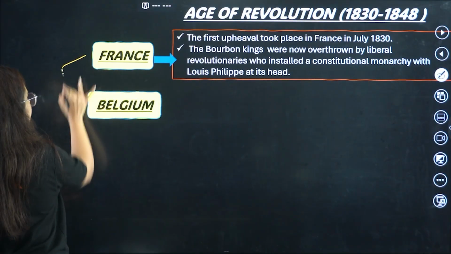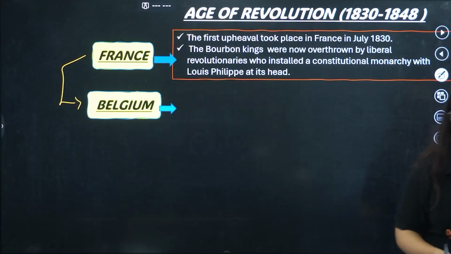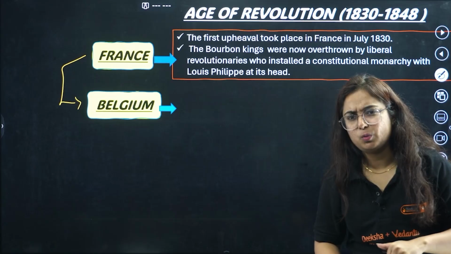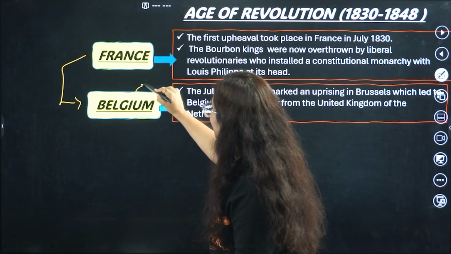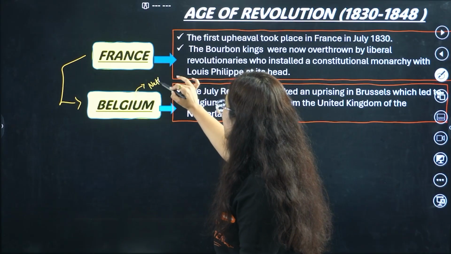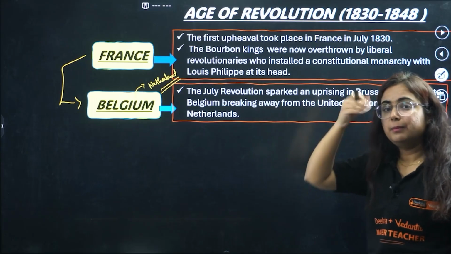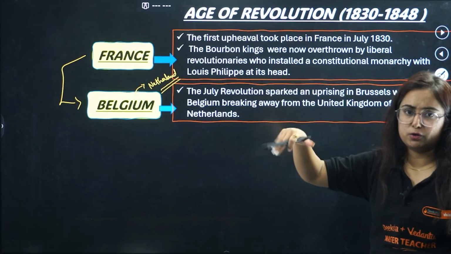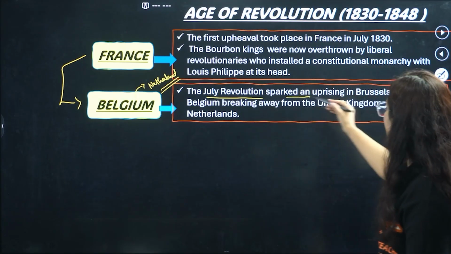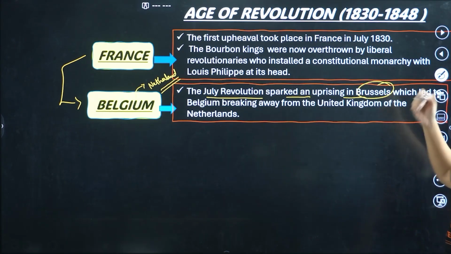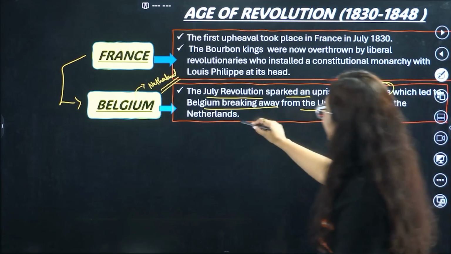As France became a constitutional monarchy, similar sparks were seen in Belgium. Let me tell you where Belgium comes from. With the help of the Treaty of Vienna, Belgium was added to the Netherlands, which was referred to as the United Kingdom of the Netherlands. Belgium was also under French control, so it was given to the Netherlands. The Belgian people sparked an uprising in Brussels, now the capital of Belgium, and it led to Belgium breaking away from the United Kingdom of the Netherlands.